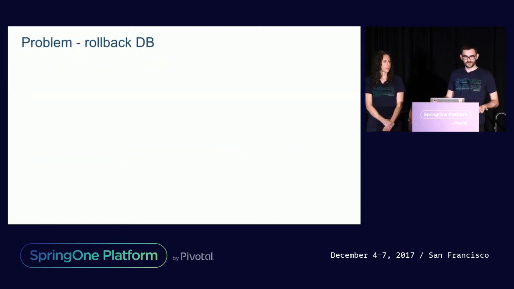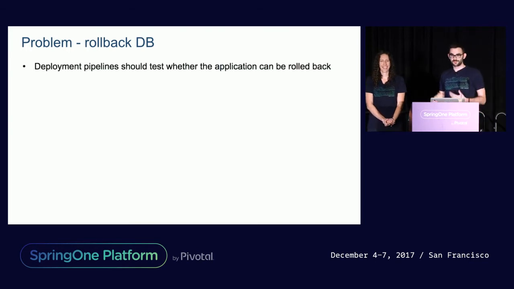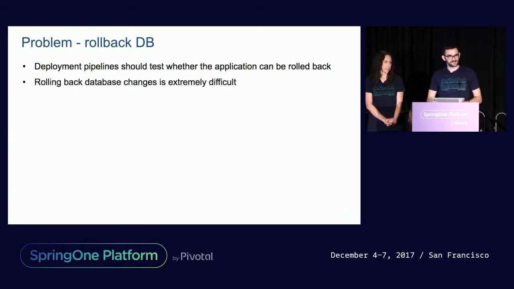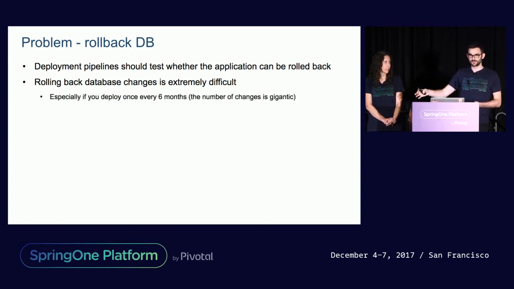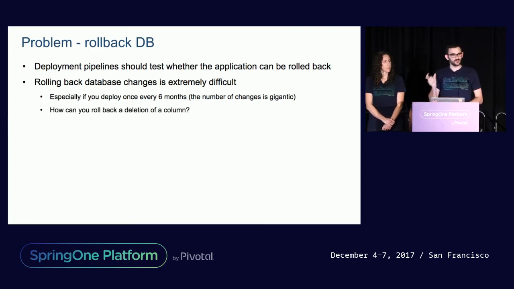Problem, rolling back the database. Who here in their deployment pipeline is checking if the application can be rolled back? 1, 2. Okay, that's more than expected. So deployment pipelines should test whether you can roll back the app, right? And rolling back the database is extremely difficult, right? Other companies, like I said, are doing deployments every 6 months, so they have really big problems, because they have a lot of changes. So most likely somebody deleted a column, right? So how will you roll it back?